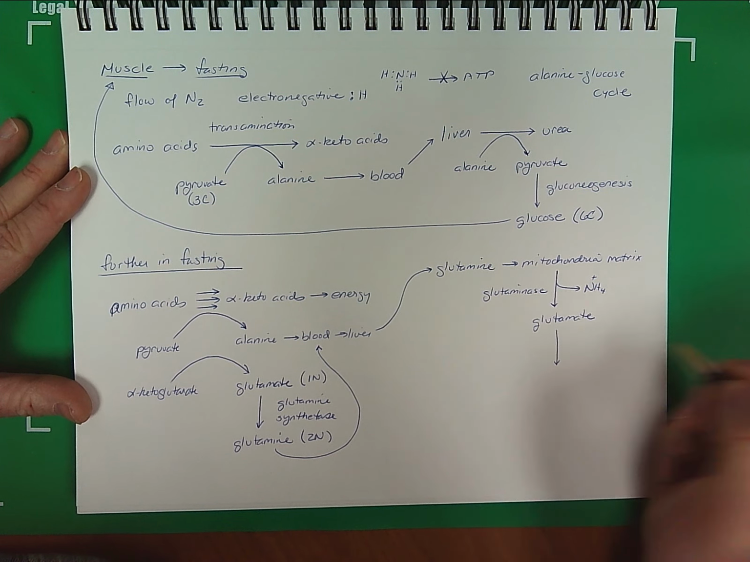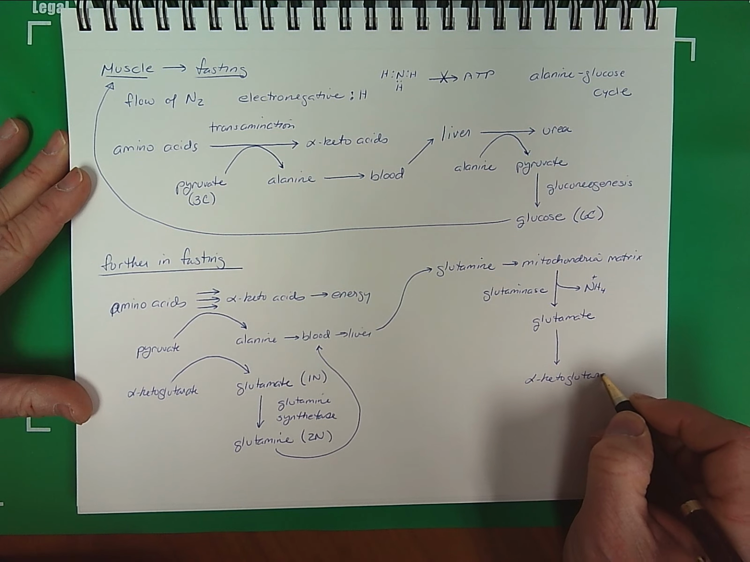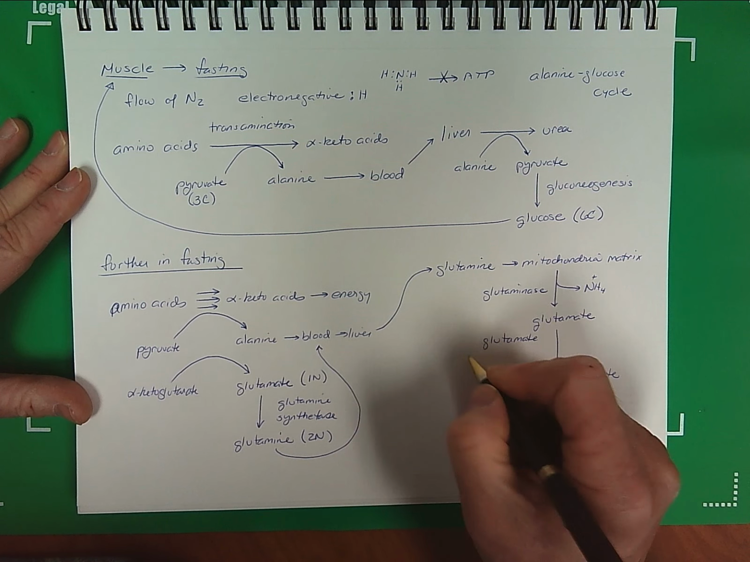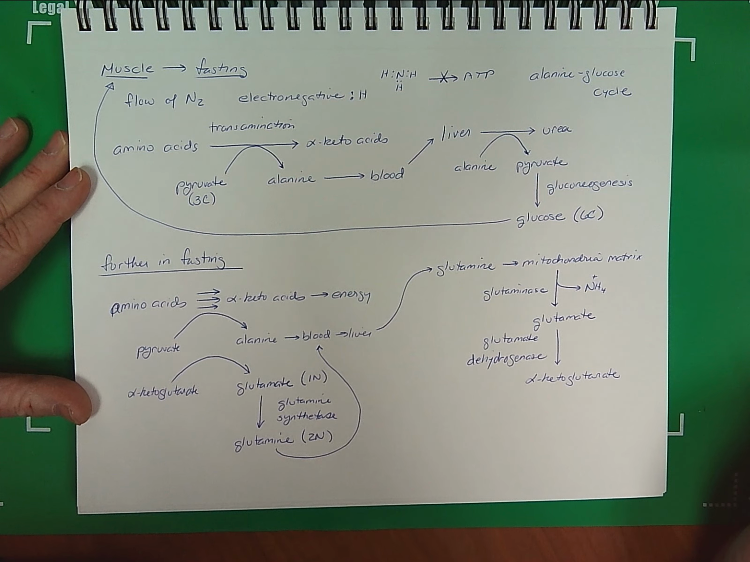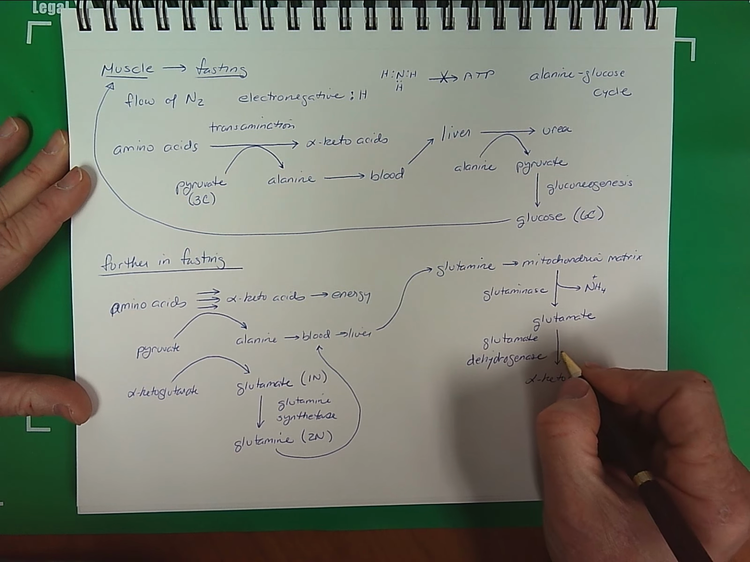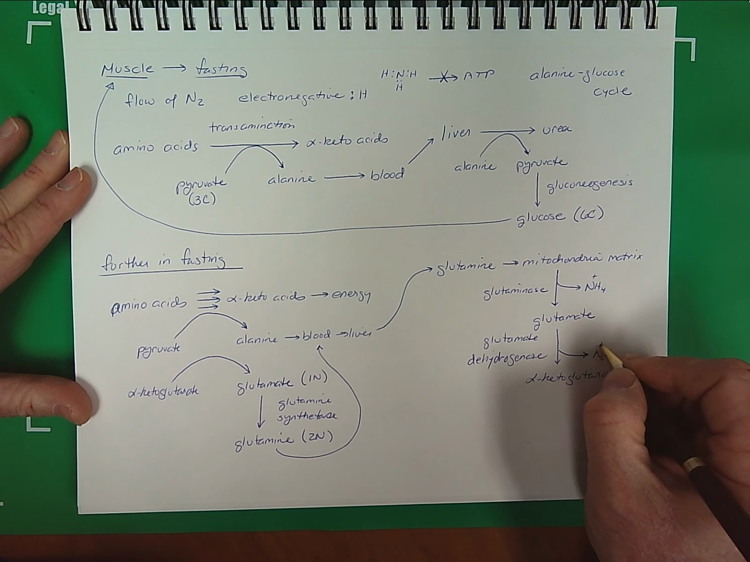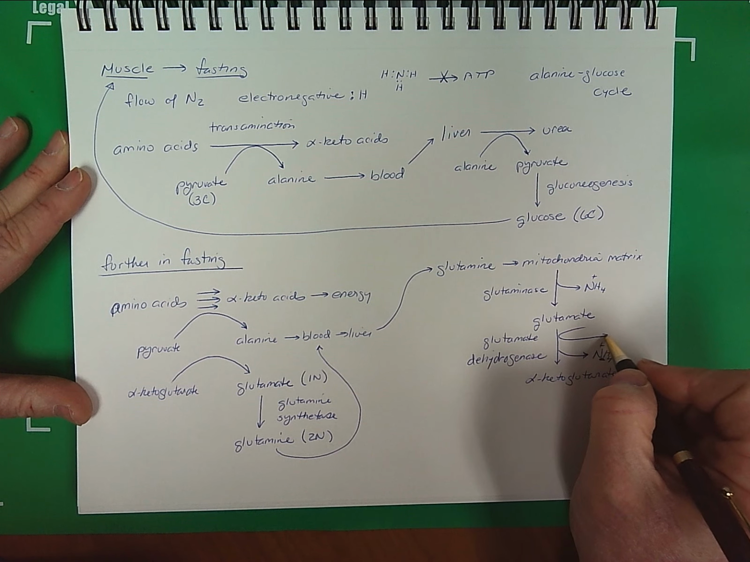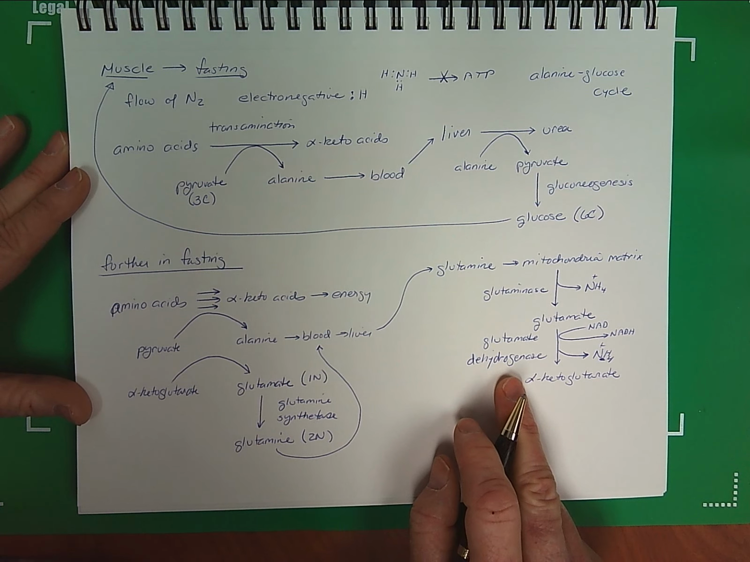The next step of this reaction is converting the glutamate into alpha ketoglutarate. And this enzyme is called glutamate dehydrogenase. This, of course, being a dehydrogenase, is going to be a redox reaction. So in this process, we are going to be releasing more nitrogen as ammonia. But we are also going to be generating NADH because it's a dehydrogenase.